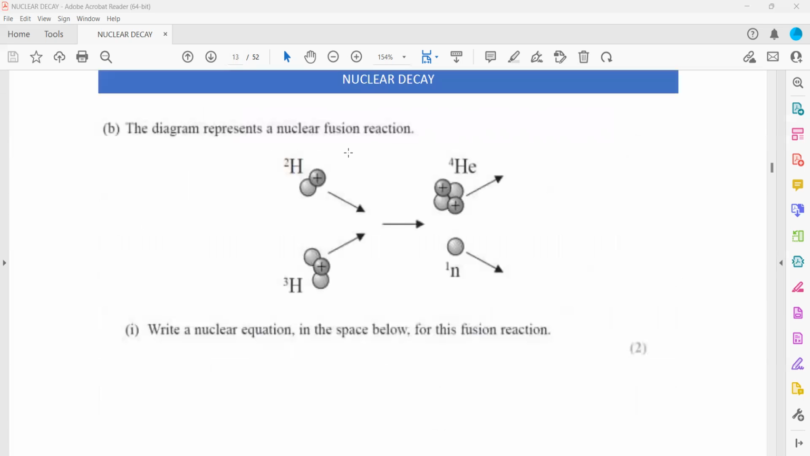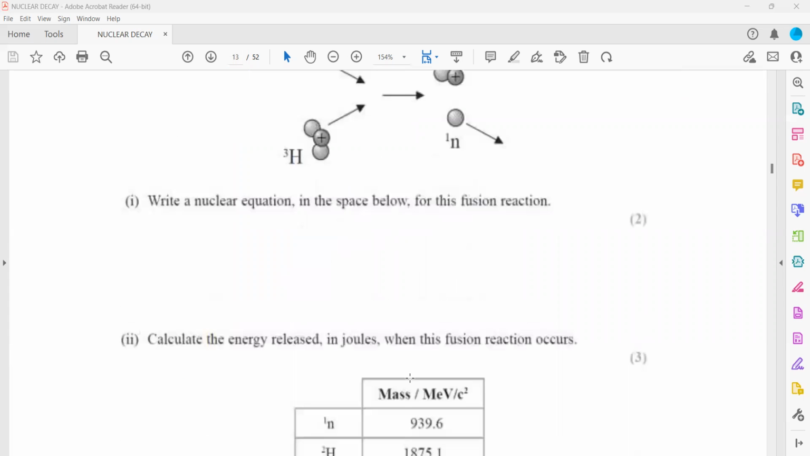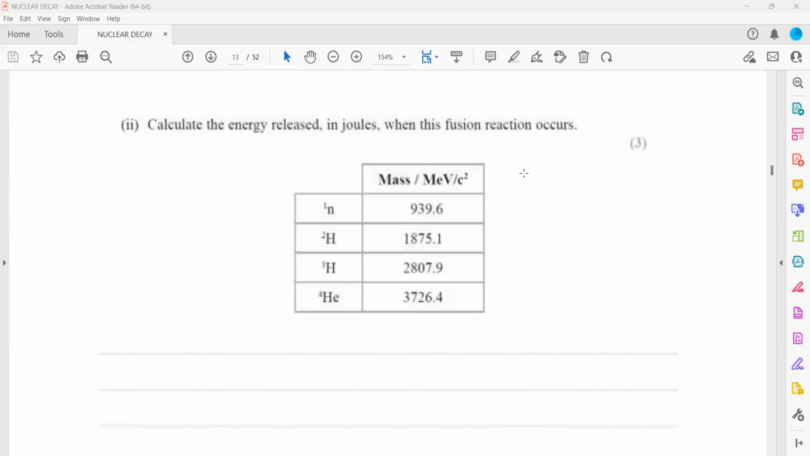The diagram represents a nuclear fusion reaction. Write an equation for this. The isotopes of hydrogen, 2 1 plus hydrogen 3 1, combine to give helium as a product and one neutron. Calculate the energy released in joules when this fusion occurs.